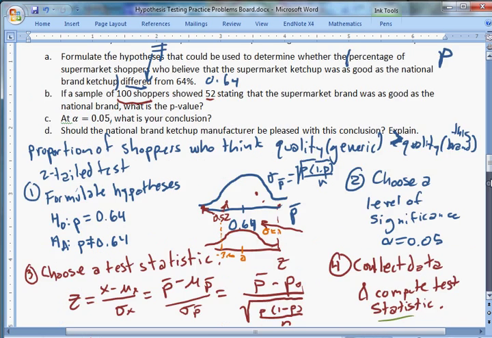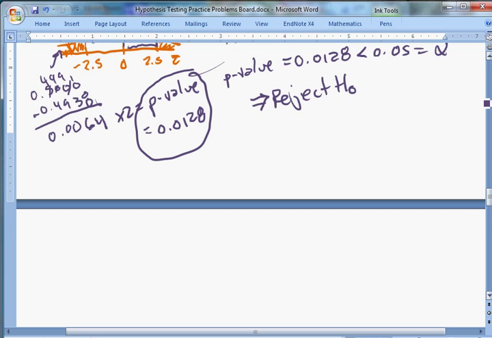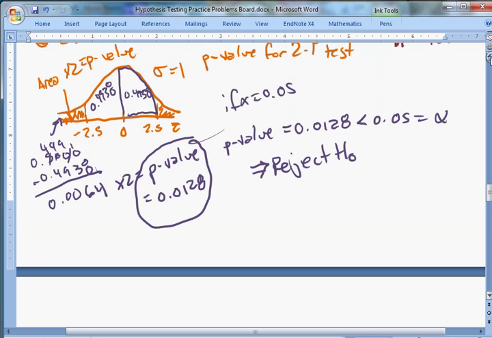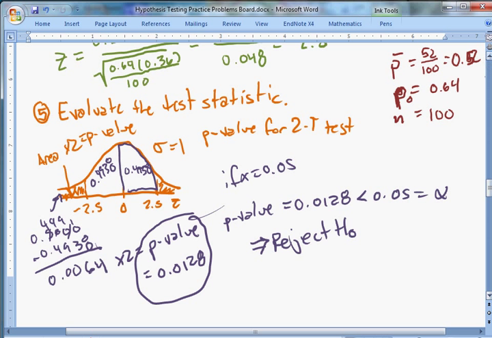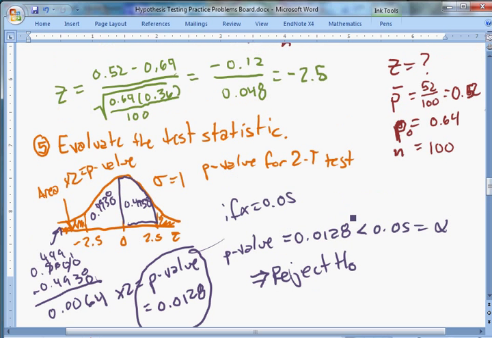I think so, right? They've proven essentially that less than, right? Well, they got a number that was less. Only 52% of shoppers said that their brand was just as okay as a supermarket brand, whereas it was 64% for national name brands. So they should probably be pretty happy about that.